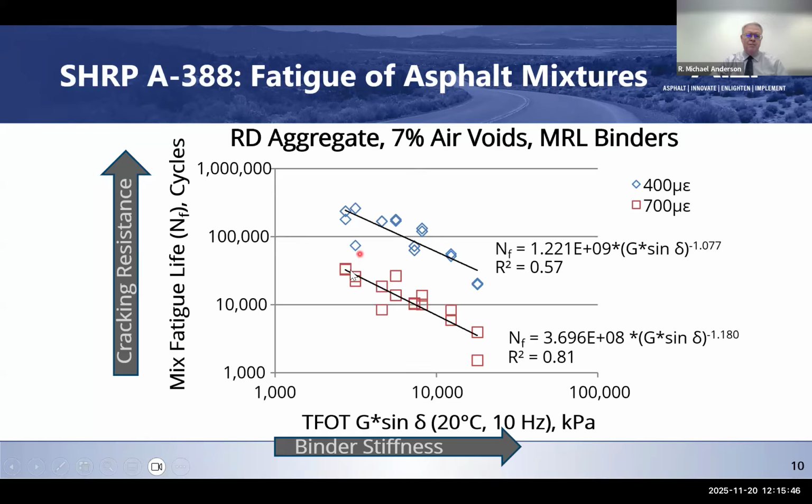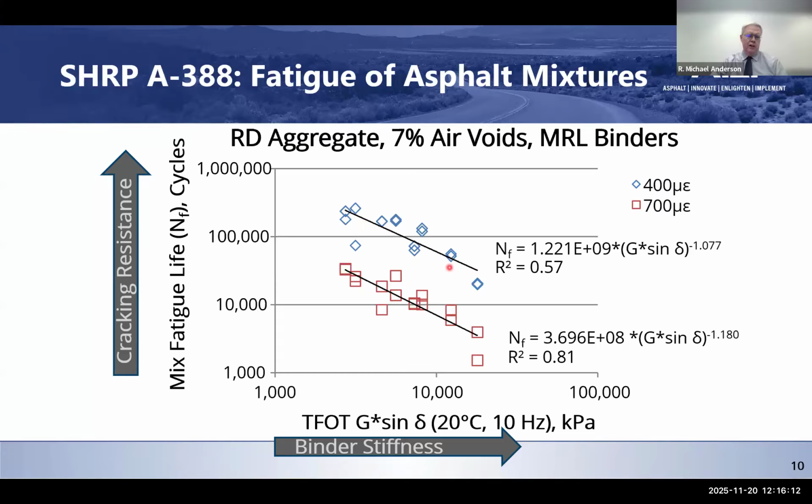And what we see is that generally speaking, mix fatigue life decreases, or cracking resistance decreases, as binder stiffness increases. And we see that across the board. This is the 700 microstrain, or the high strain mix testing. This is 400 microstrain, which is the lower one. And you can see the same response in each one of these.